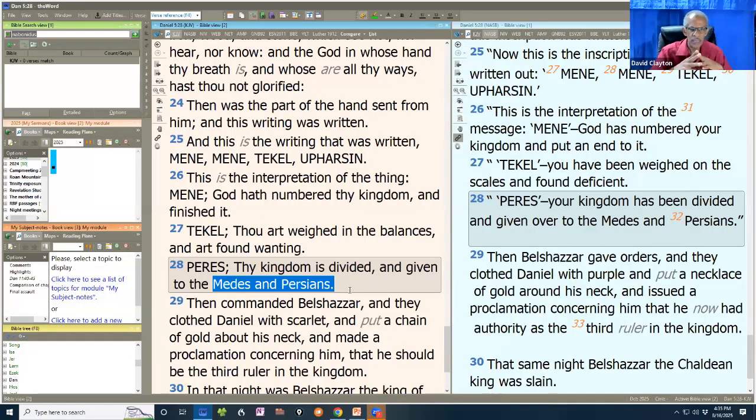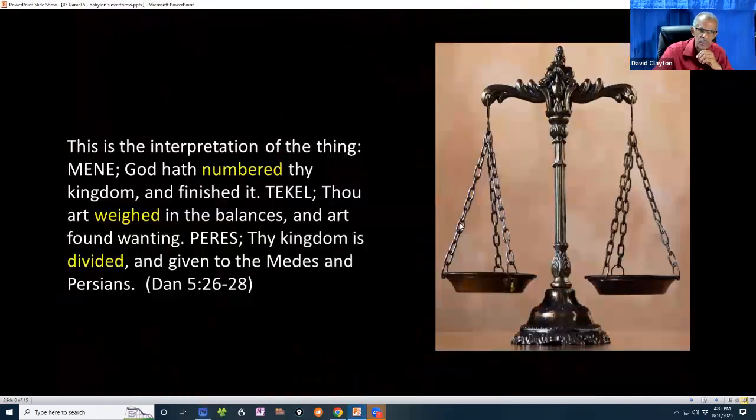And he says, this is what it means. Your kingdom has been numbered and finished. You are weighed in the balances and you are found wanting. And so your kingdom is divided and given to the Medes and the Persians. All right? So balances are scales for weighing, for measuring, for assessing.